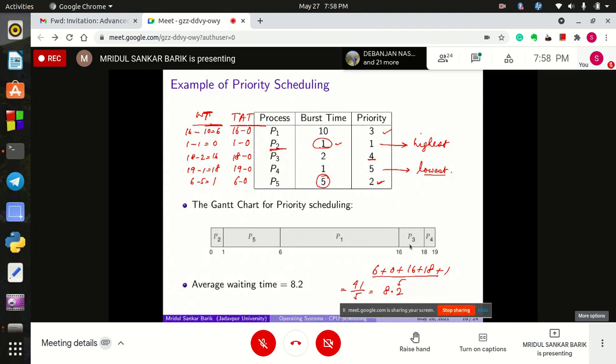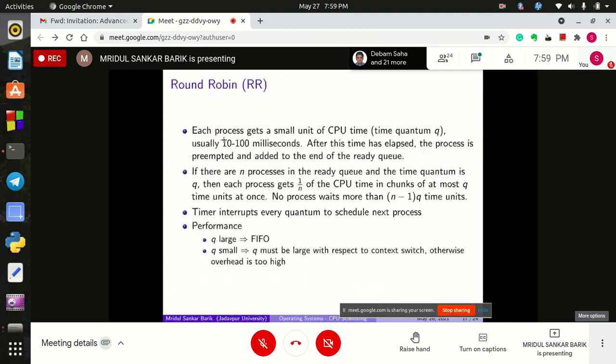Right. So next is another scheduling strategy which is called round robin. Each process gets a small unit of CPU time. We call it time quanta. So Q amount of time is given to each of the processes, and usually this length is 10 to 100 milliseconds. After this time has elapsed, the process is preempted and added to the end of the ready queue.